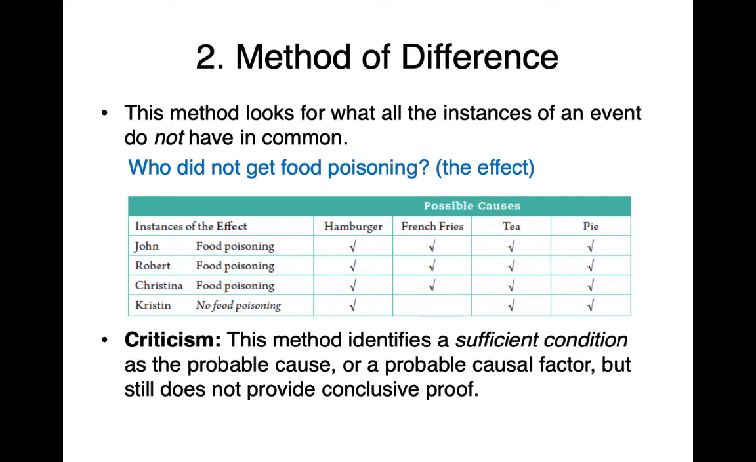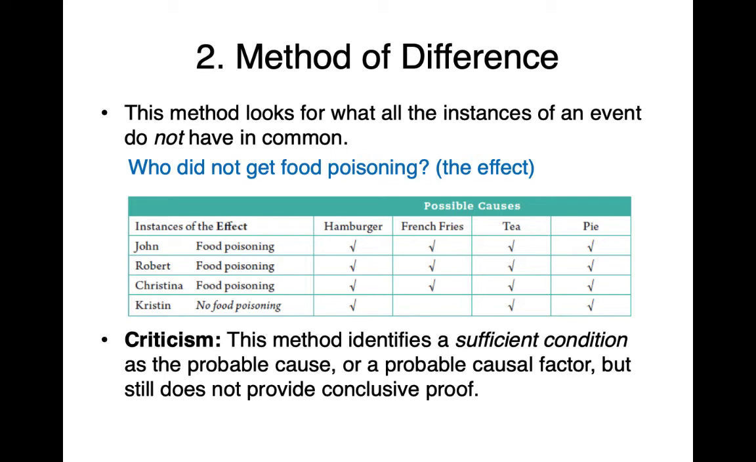Again, the method of difference helps us find sufficient conditions. This looks for what all the instances of an event do not have in common, who did not get the food poisoning. And you really should consider those people who are not sick as well, right? So here's another list of suspect possible causes, possible causal factors. We want to explain the food poisoning and the 3 people, not including Kristen. We also want to explain, of course, why those people got food poisoning and she did not.